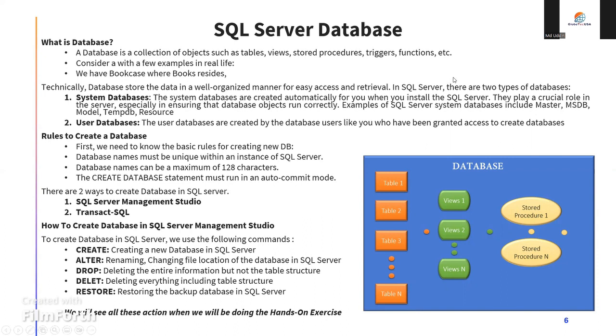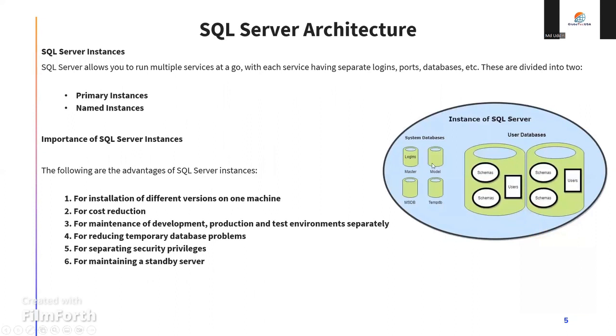Technically, a database stores the data in a well-organized manner for easy access and retrieval. And in SQL Server, there are two types of database. So whenever we try to get the data, you can retrieve it from the database. As I showed you, there are two types of database. One is a system database and one is a user database, right?